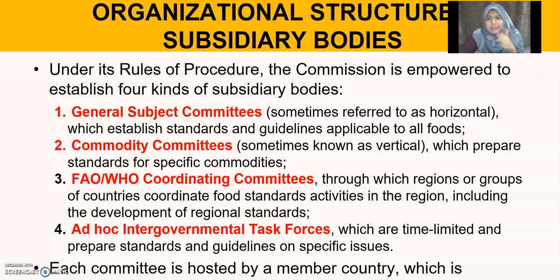Under the executive committee, there are four subsidiary bodies. Under the rules of procedure, the commission is empowered to establish four kinds of subsidiary bodies. They have general subject committees, commodity committees, FAO/WHO coordinating committees, and also ad hoc intergovernmental task forces. We will look one by one at the role of each of the subsidiary bodies.